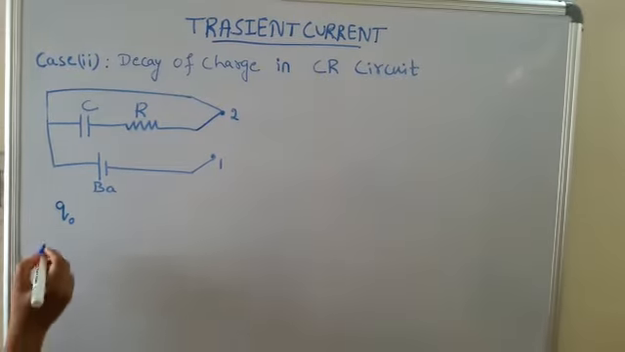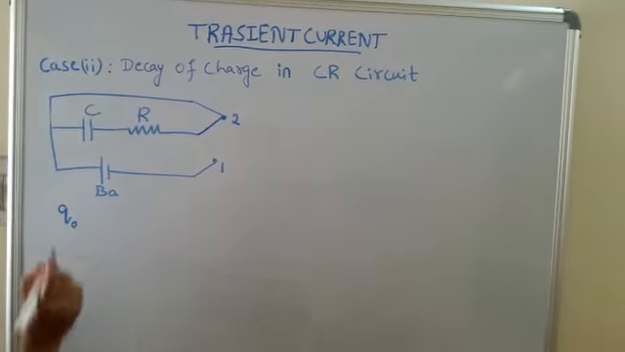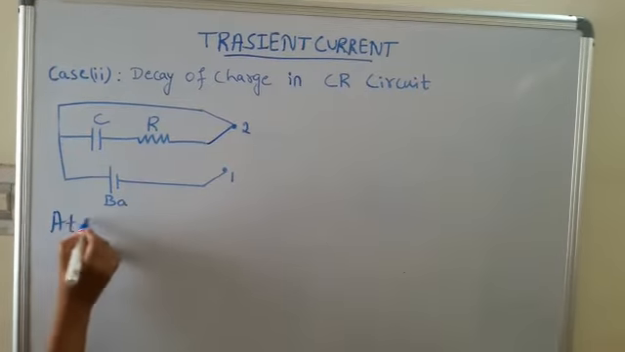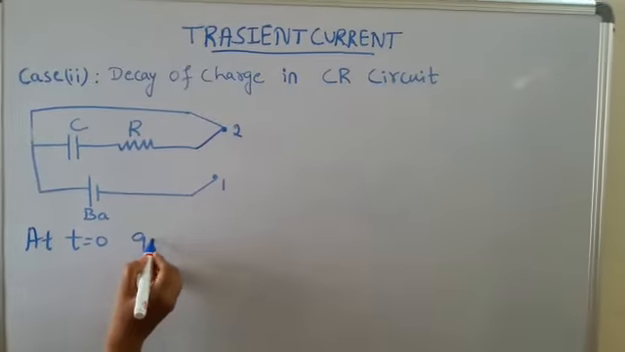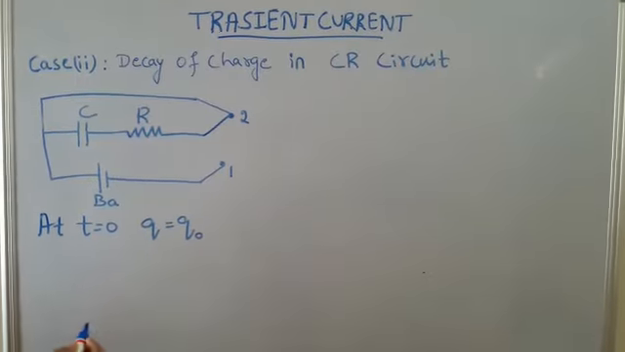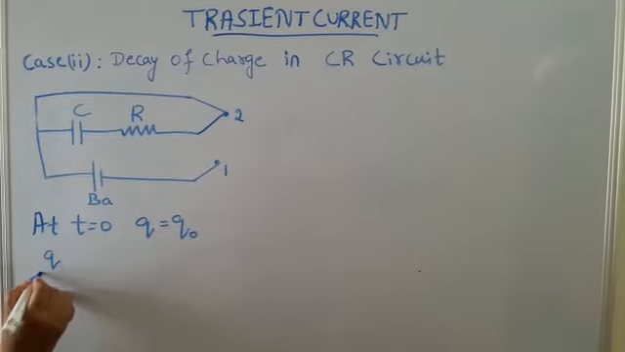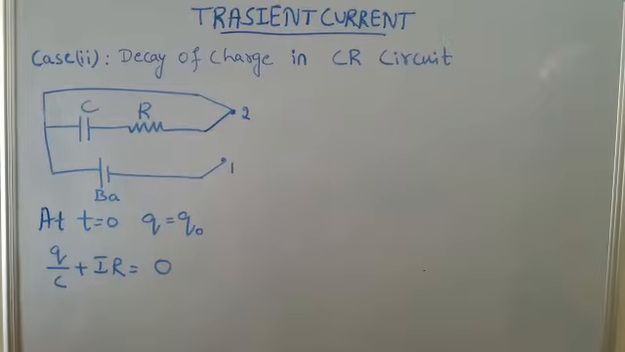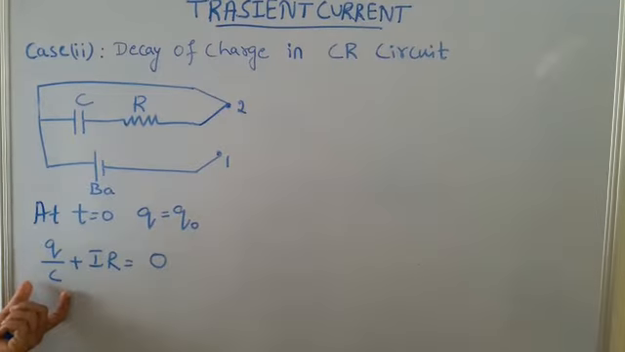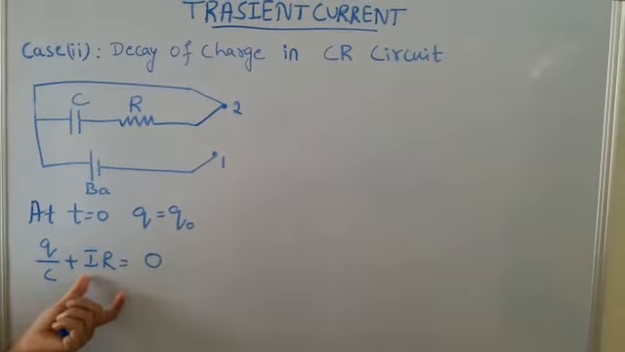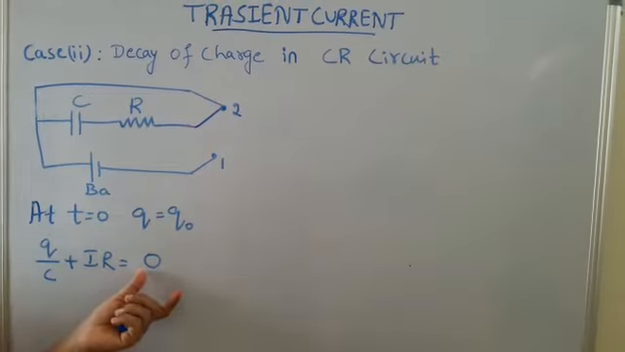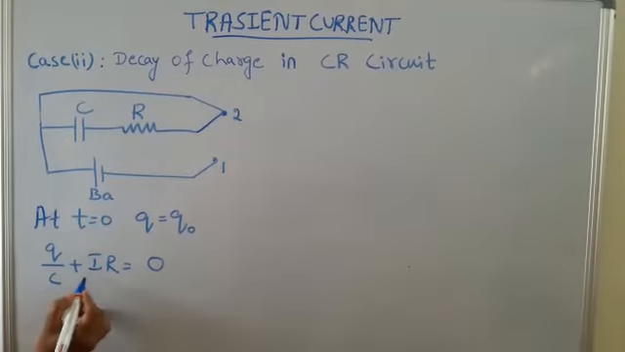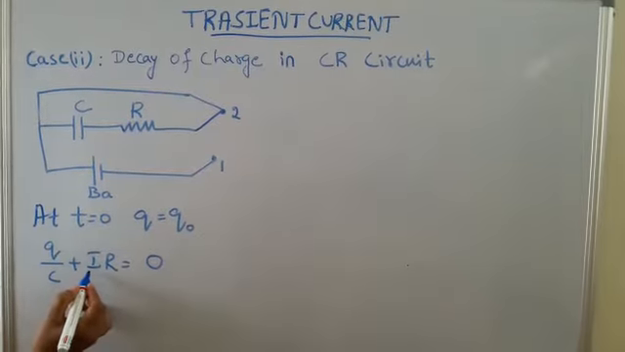Therefore we can write, at t equals 0, charge on the capacitor will be equal to Q0. So therefore Q by C plus IR will be equal to 0. That is, the potential difference across the capacitor plus the potential difference across the resistor will be equal to 0, since there is no battery or EMF. But we know the definition for I. So I is nothing but dq by dt.